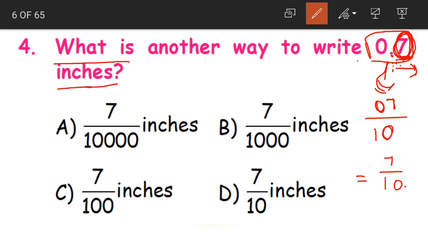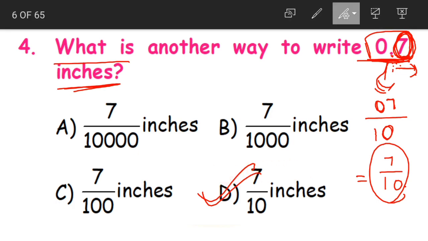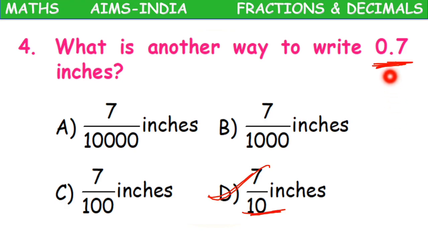So the another way to write 0.7 inches is 7/10 inches. That is nothing but our option D. Understood children? Converting our decimal into a fraction number. 0.7 is equal to 7/10.